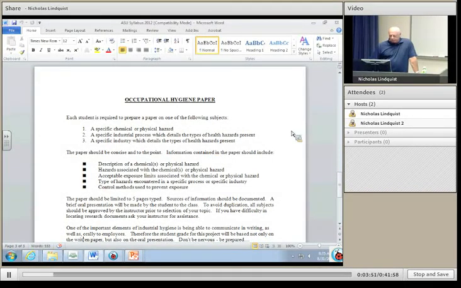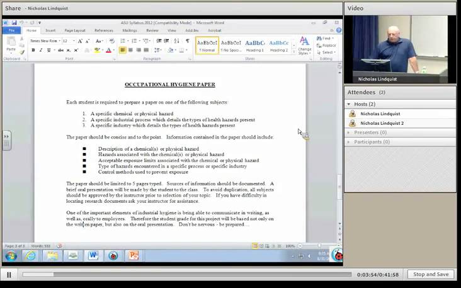Another thing you could do is a specific industrial process. For example, if you wanted to talk about the hazards associated with electroplating or sandblasting or some industrial process like that. Or if you're working in an industry and you have a particular process that is of interest to you and you want to do a paper on the hazards associated with that, you can do that as well. And the other thing you could do is a specific industry. If you want to talk about an industry you're working for and discuss what types of health hazards are associated with that, you can do that.